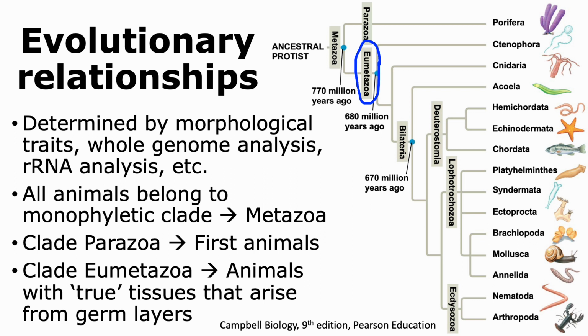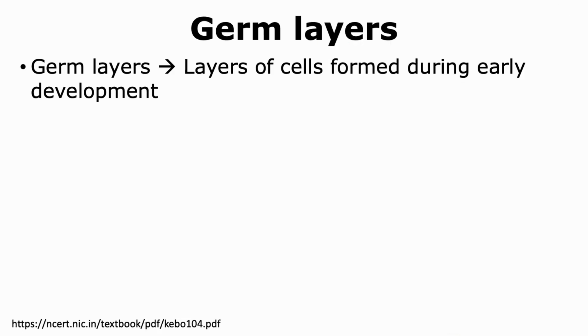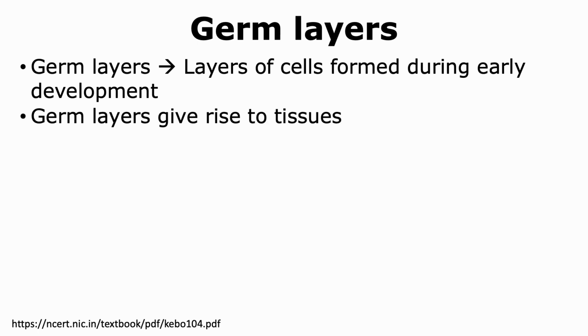It should be noted that Porifera does have specialized cells that allow the organism to function appropriately, and to a certain extent, some scientists believe that these can be considered tissues. However, they don't arise in the same way as the tissues arise in the organisms that are in the clade Eumetazoa. During the early development of animals, layers of cells called germ layers are formed. The cells of these germ layers can give rise to different tissues that are present in animals.